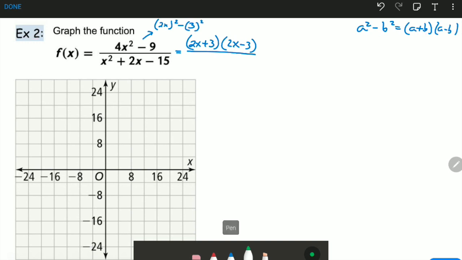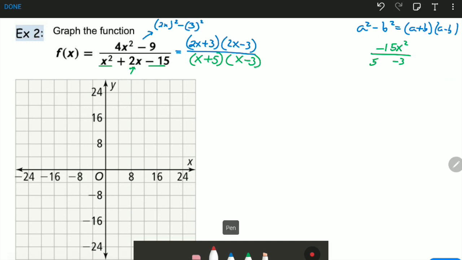In the bottom here, there's no common monomial. It's not a pattern, so we'll multiply first and last, which gives us negative 15x squared. The combination of factors that will add up to be our middle term is positive 5 and negative 3. And since there's no leading coefficient, we can jump straight to the factors. So x plus 5 and x minus 3.